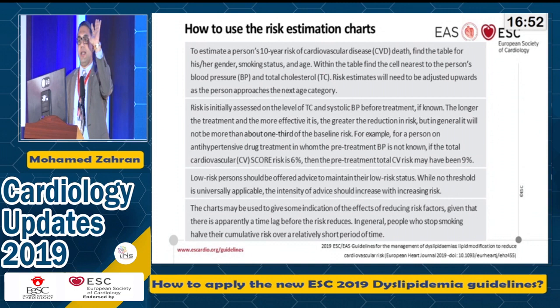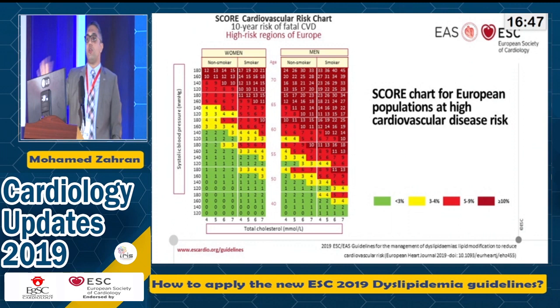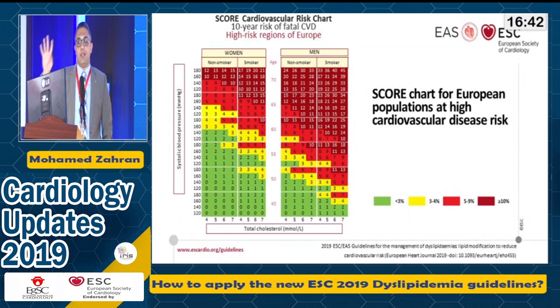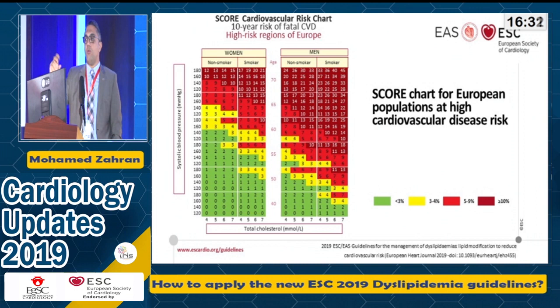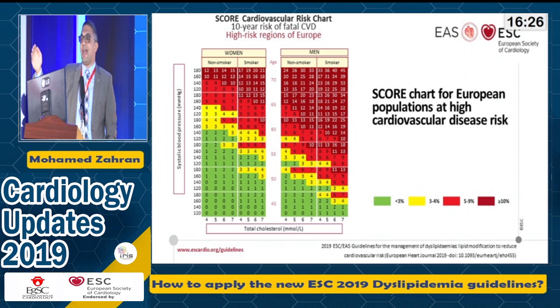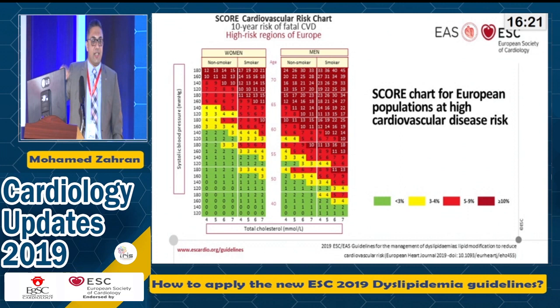Let's say something here. Those charts were proposed by the European Society of Cardiology, and the European Society of Cardiology classified the European countries into high-risk countries and low-risk countries. And since we are following the European Society of Cardiology, we, as Egypt and several other countries, were classified as very high-risk. So the high-risk chart here underestimates the risk of the Egyptian patient. So this point needs to be noted, okay?